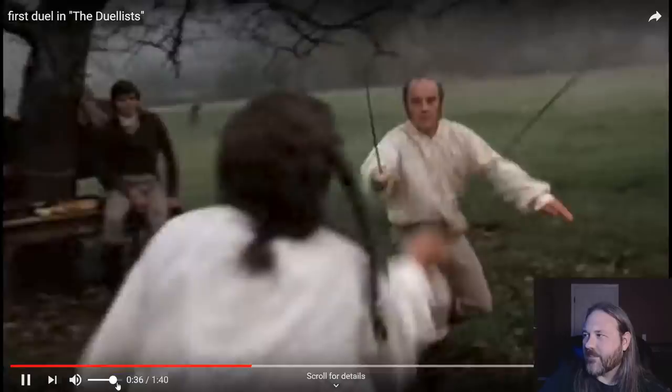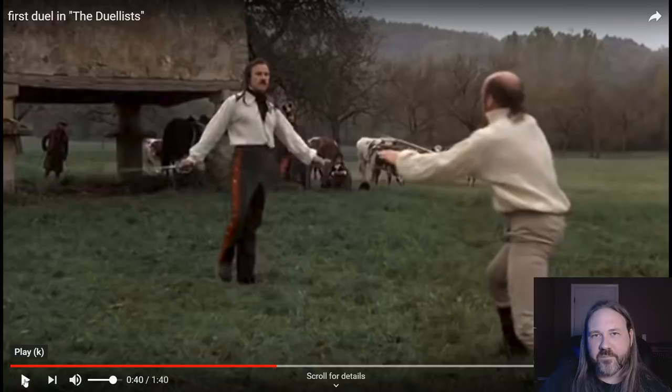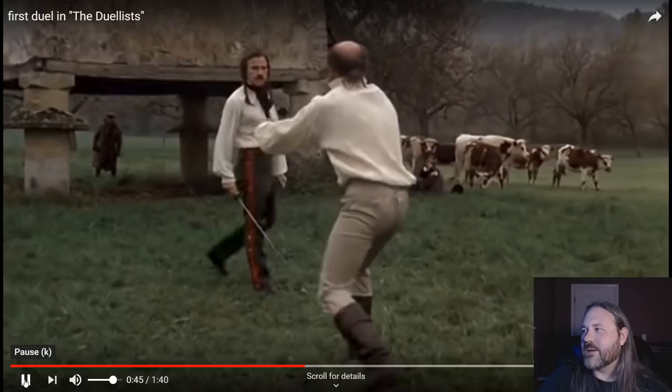There's so much drama in this scene. Notice you didn't see the action there. You didn't see what the swords were doing. Because it's not about the action, guys. It's about the characters. It's about the impact of the action. Notice he drops his sword because he's so confident.